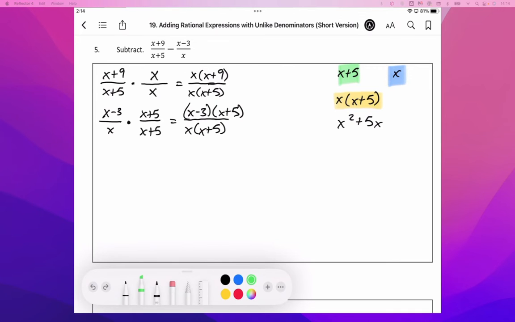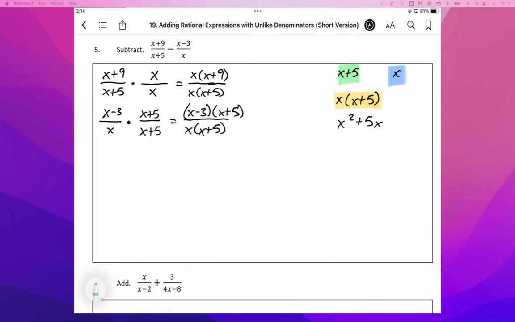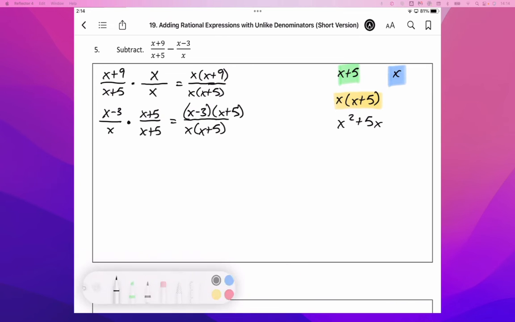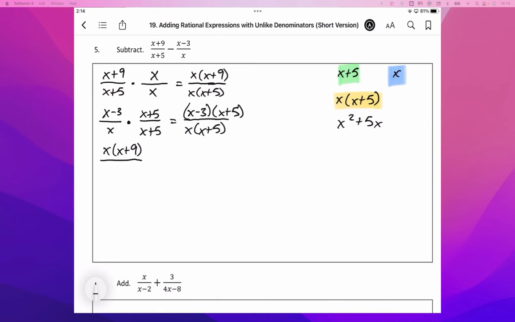And so I'm going to rewrite this set here, remembering that this is subtraction, which is kind of a pain. I got that minus sign in the middle up there, so we have x plus 9 over x plus 5. Or wait, what am I doing? I'm using the original. I don't want to use the original fractions. I need the new ones. So we've got x times x plus 9 over x times x plus 5 minus x minus 3 times x plus 5 over x times x plus 5.